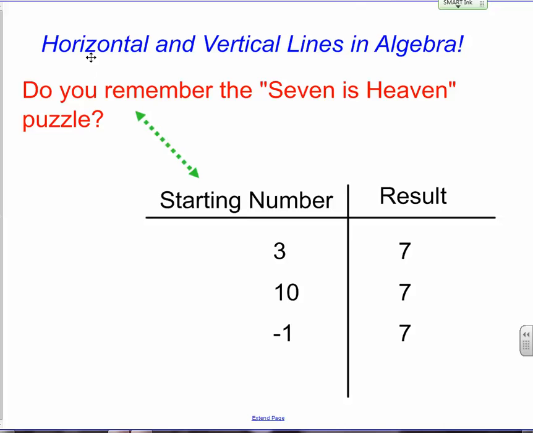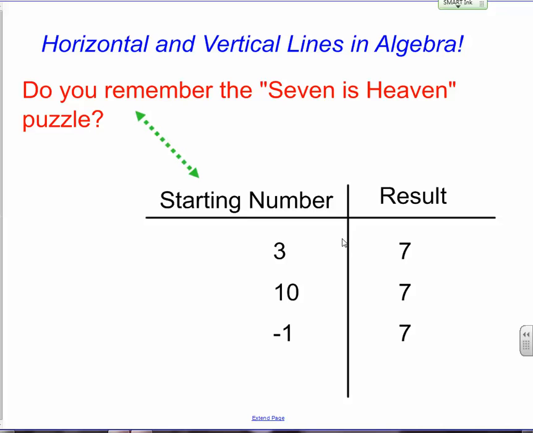Today we work with just horizontal and vertical lines, and we started off by reviewing that 7 is Heaven algebra puzzle from chapter 2. It's on pages 80 to 81, and no matter what number you started with, it looked like a magic trick, but it's not magic at all. You do some things to the starting number, and in the end, the result, no matter what number you start with, is always 7. So no matter what my x is, my y is 7.